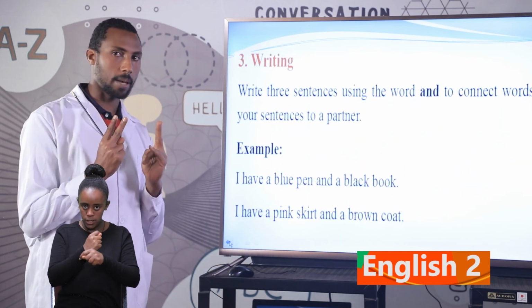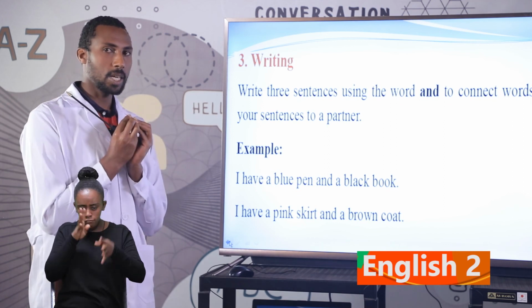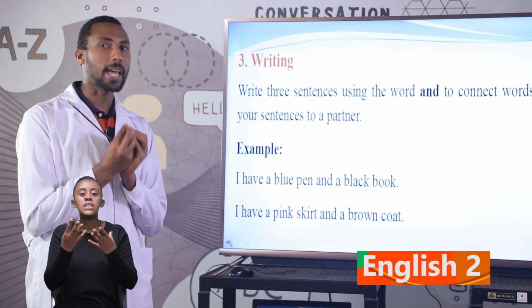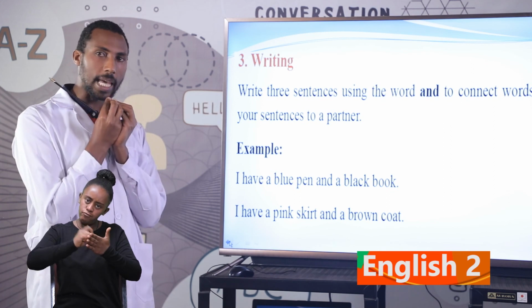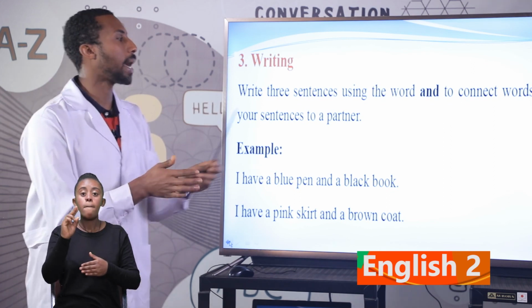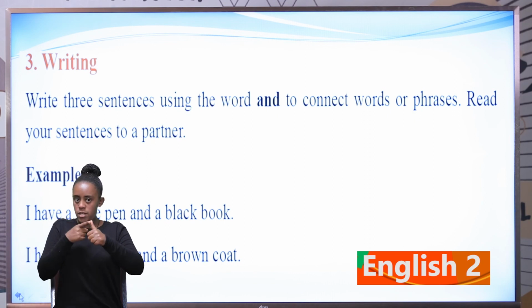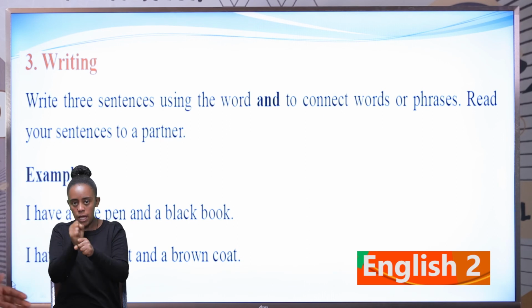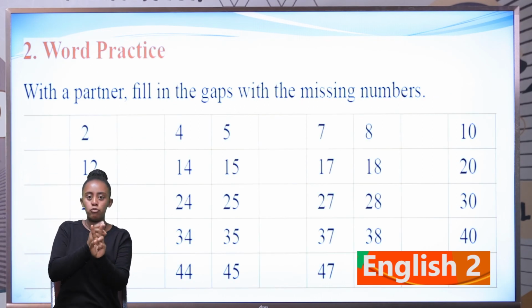I gave you 2 assignments. Is that not so? The first one is you have to create sentences. How many sentences? 3 sentences. You have to create 3 sentences by using the word and. This is the first assignment. The second assignment is what? You have to fill in the missing numbers.